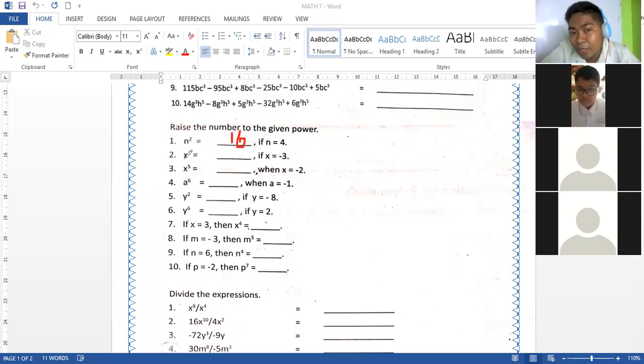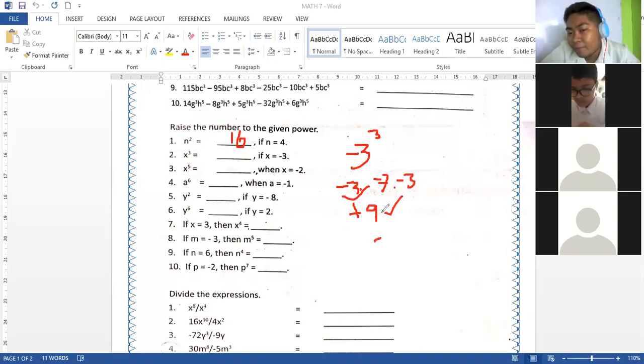Naintindihan ba yon? Ito, x cube, palitan mo siya, negative 3. So, negative 3 siya, raised to 3. So, negative 3 times negative 3. Times negative 3 siya. So, negative times negative, that would be positive. 3 times 3, that would be 9. 9 times negative, that would be negative. 9 times 3, that would be 27. So, that would be negative 27.